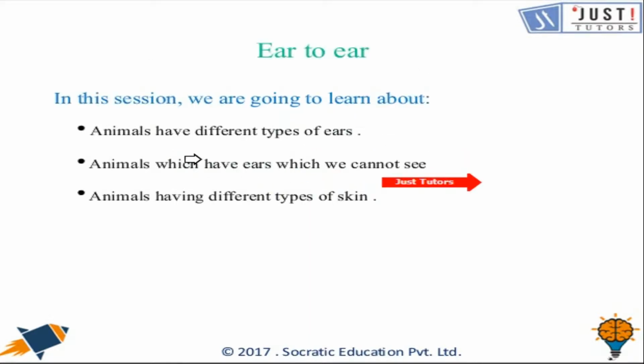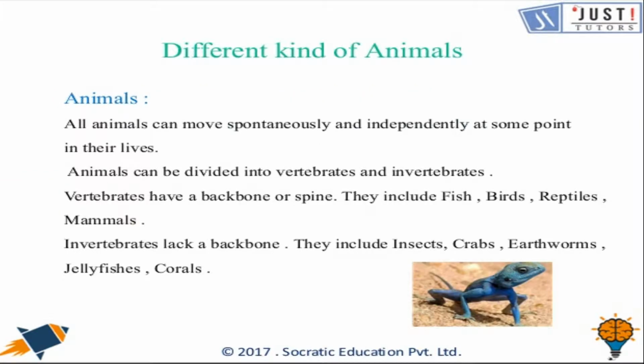So the main subtopics which we are going to cover in the given video are: animals have different types of ears, animals which have ears but we cannot see, and animals having different types of skin. So let's move forward and talk about the first objective, which is different kinds of animals.